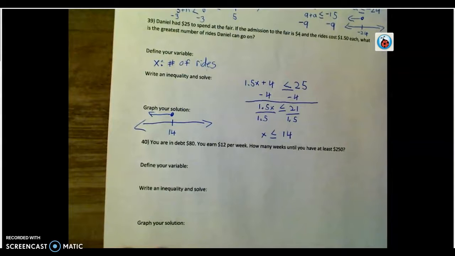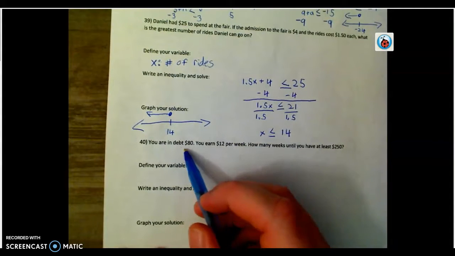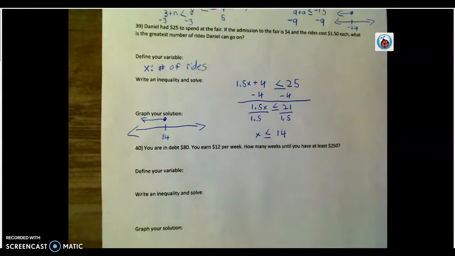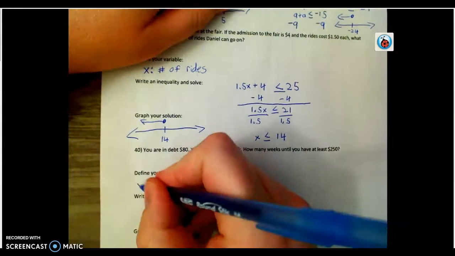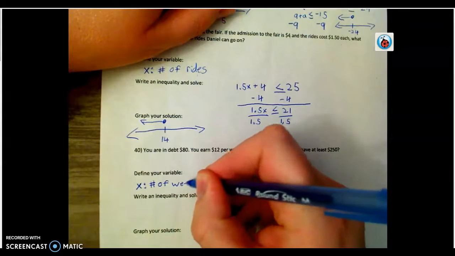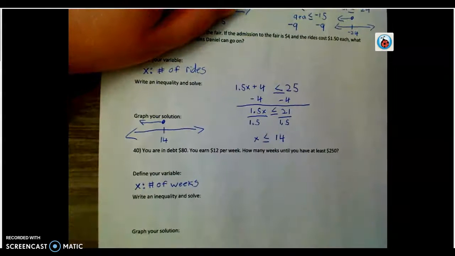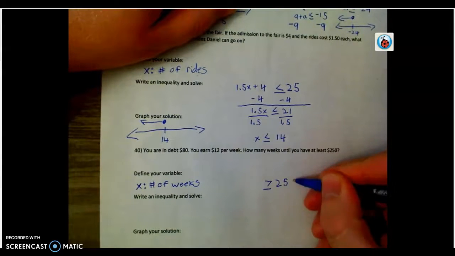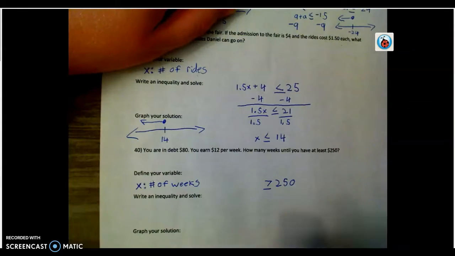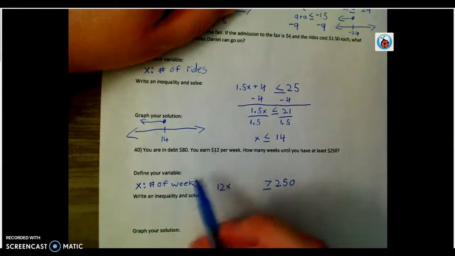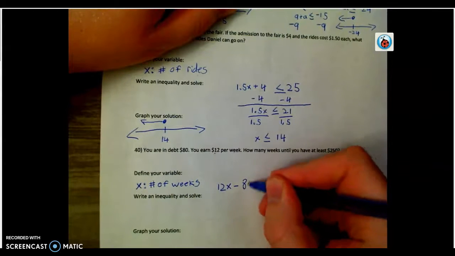Number 40, you are in debt $80, right? In debt means you are losing money or you are in the negatives, you don't have that money. You earn $12 per week. How many weeks until you have at least $250? So defining our variable, x is going to be the number of weeks we are saving for. We know we want to have at least $250, so we're going to have greater than or equal to 250. You earn $12 per week, so it will be 12x. We're in debt $80, so it will be minus 80.